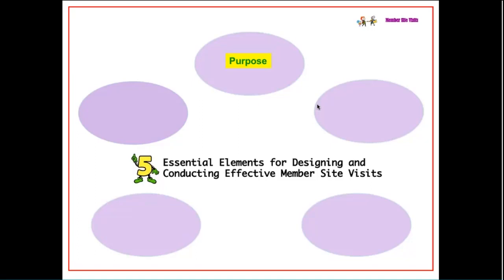So the first one is the purpose. Second one is having objectives. Third element is having a well thought out communication and coordination plan in relation to our site visits. Then the fourth one, as we all know, the logistical element, paying attention in advance to the necessary logistics, and then the follow-up. What do we need to think about doing after we have done our member site visits? So let's take one at a time.